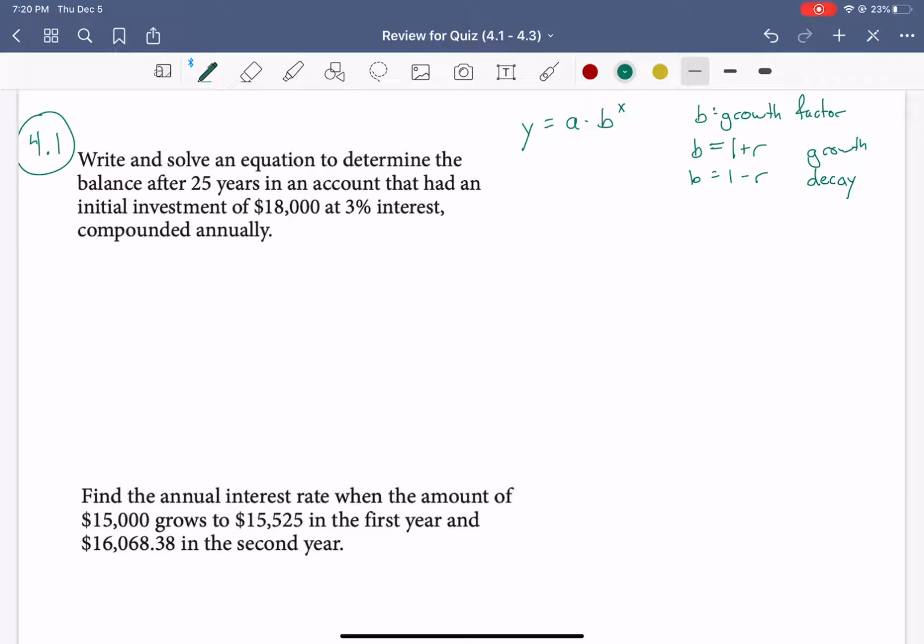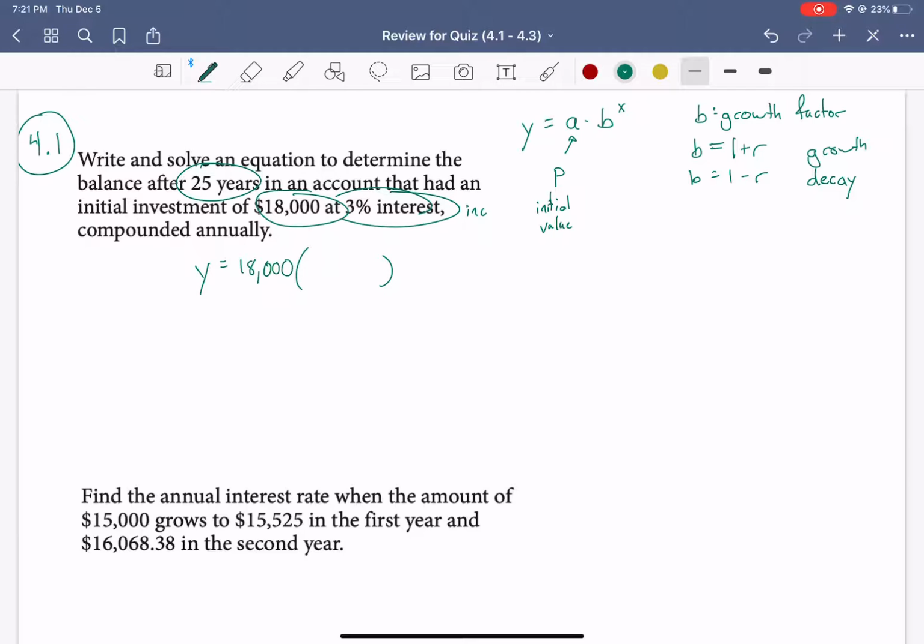Write and solve an equation to determine the balance after 25 years in an account that had an initial investment of $18,000 at 3% interest compounded annually. So we're increasing. That's our initial value, and this is our time. So when we look at this, we don't know our Y, but our A, we often call P as well, which is our initial value. So that would be the $18,000.